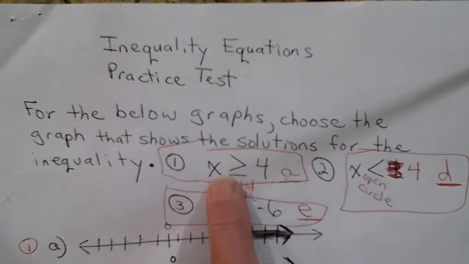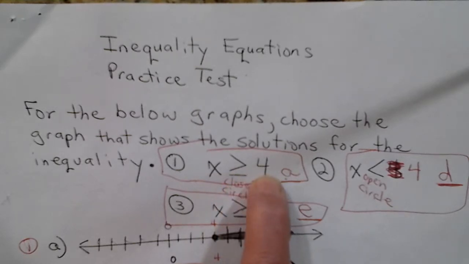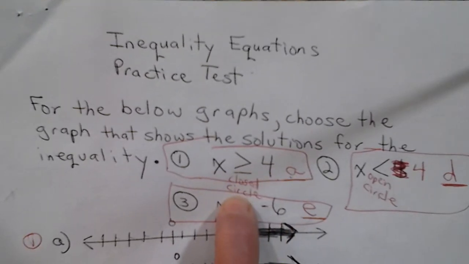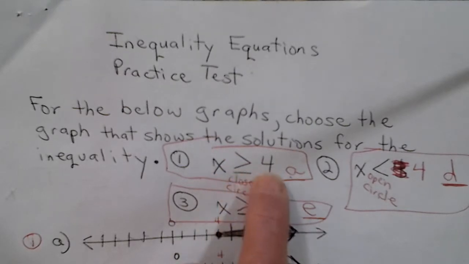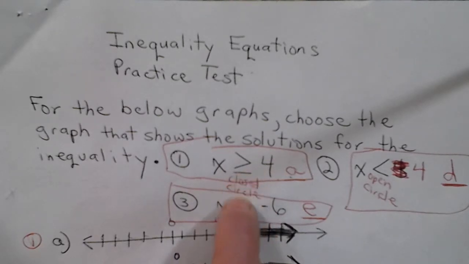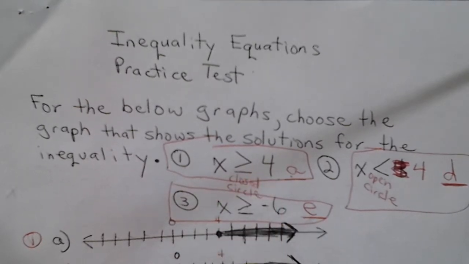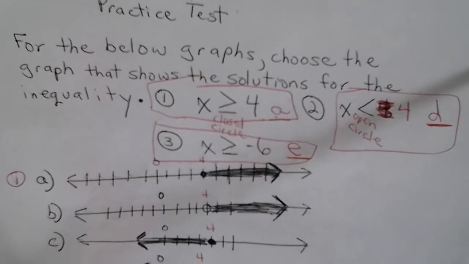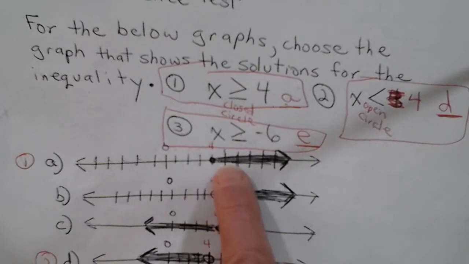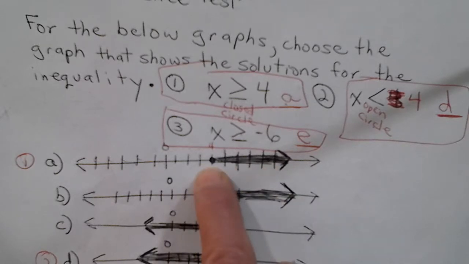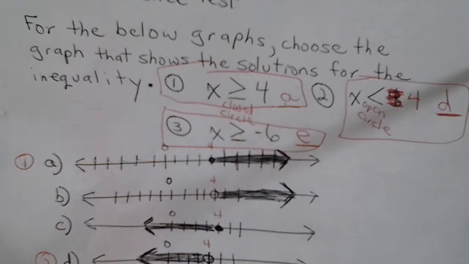So let's look at the first one. X is greater than or equal to 4. Now notice my little note below it. When it's greater than or equal to, 4 is included in the solution, and so is everything above 4. That's what I'm looking for. So the closed circle on the graph indicates that 4 is included. So let's see if we can find something that shows everything greater than 4. And that would be this one with the closed circle. So that's why I have the letter A by that.